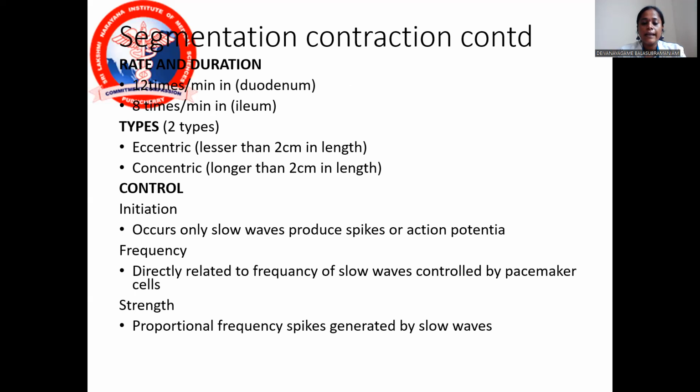In the eccentric type, a segment lesser than 2 centimeters in length is involved, whereas in the concentric type, a segment longer than 2 centimeters in length is involved.